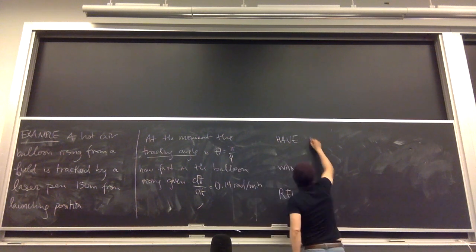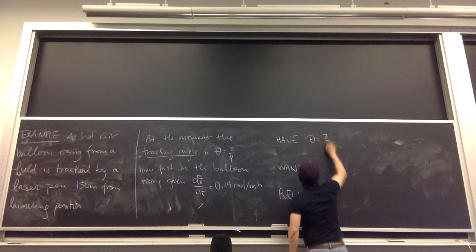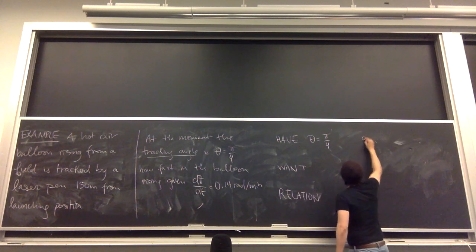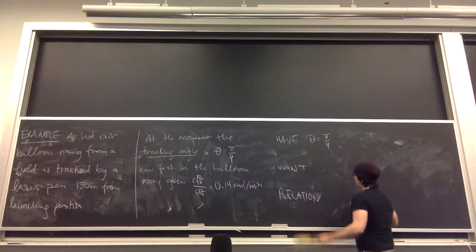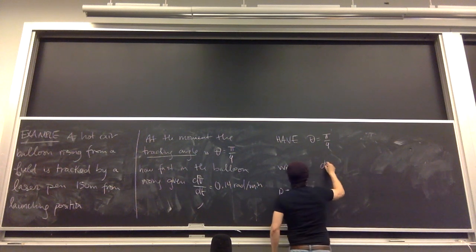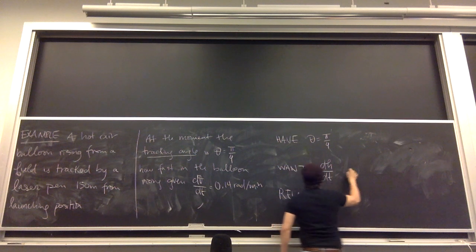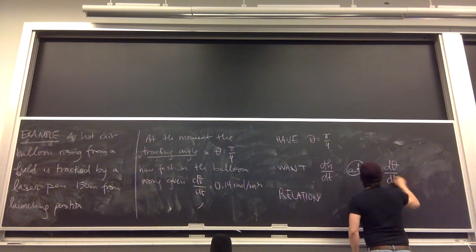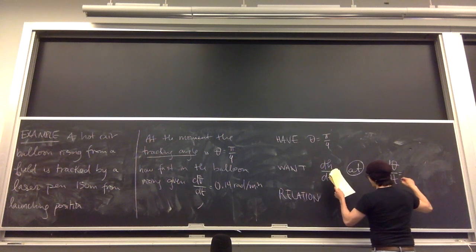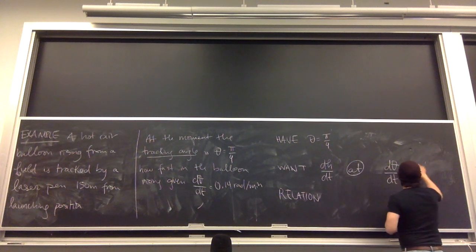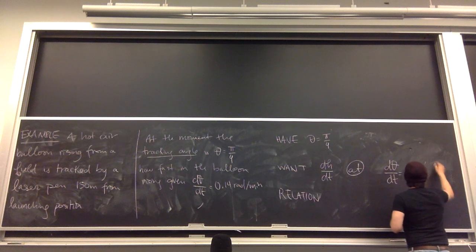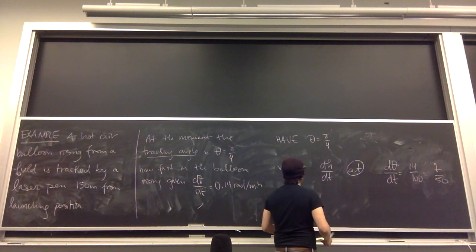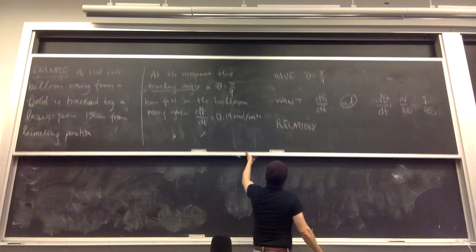Okay, so have is what? What do we have? We have that the tracking angle is equal to pi quarter. We have that d theta dt. Oh, sorry. That's an at. So we want how fast the height is changing at this when d theta dt is equal to 14 over 100, which is 7 over 50. Okay? And the relation that we're going to use is going to be that of a triangle. So let me just draw the picture.